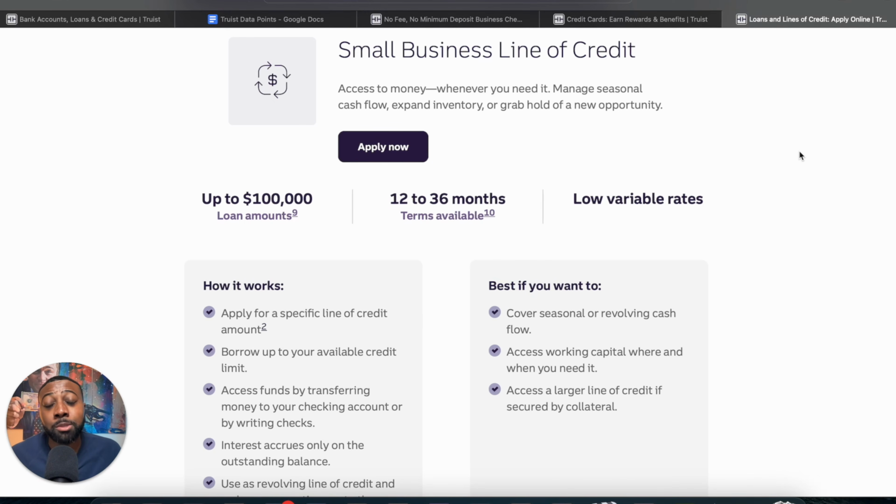When you go into the branch, especially if you're setting up a business bank account with Truist, you can actually go and apply for your business credit card, which again, we recommend the Truist Business for that. And then also you can apply for a line of credit as well.